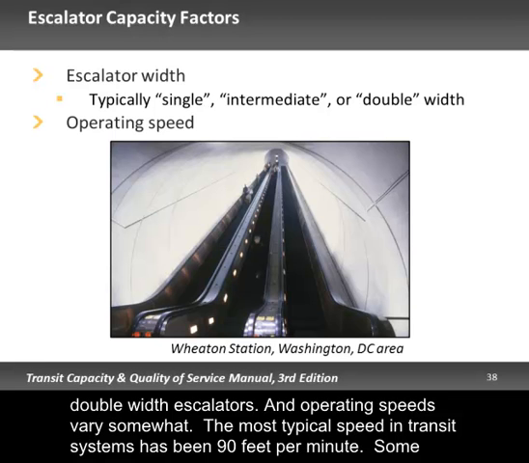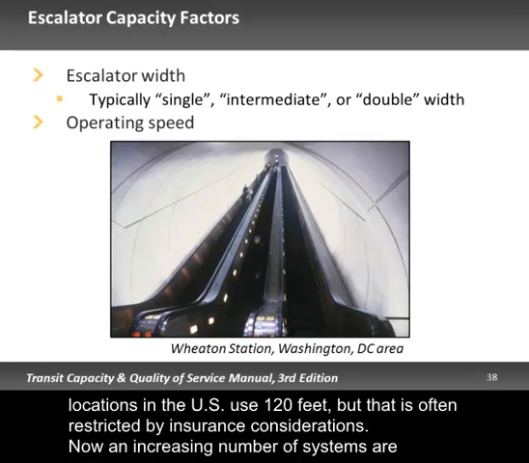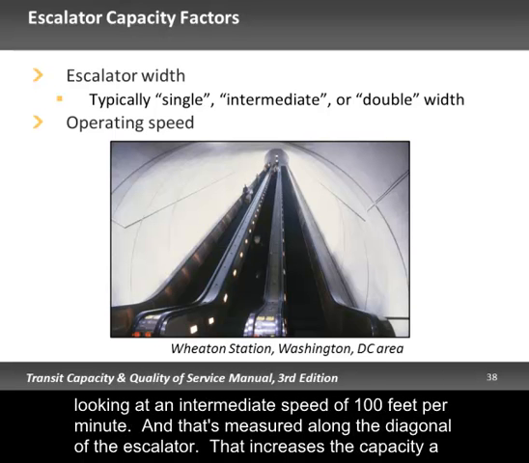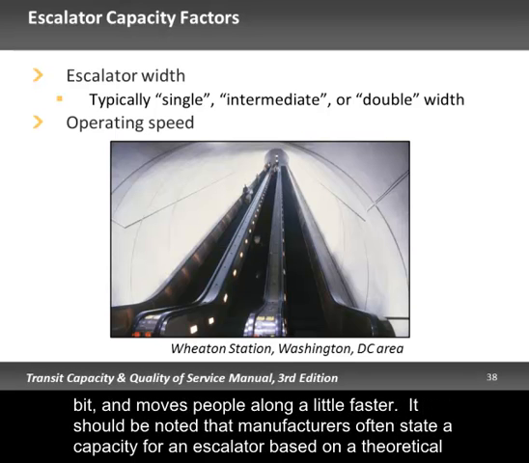And operating speeds vary somewhat. The most typical speed in transit systems has been 90 feet per minute. Some locations in the US use 120 feet, but that is often restricted by insurance considerations. Now an increasing number of systems are looking at an intermediate speed of 100 feet per minute, and that's measured along the diagonal of the escalator. And that increases the capacity a bit and moves people along a little faster.